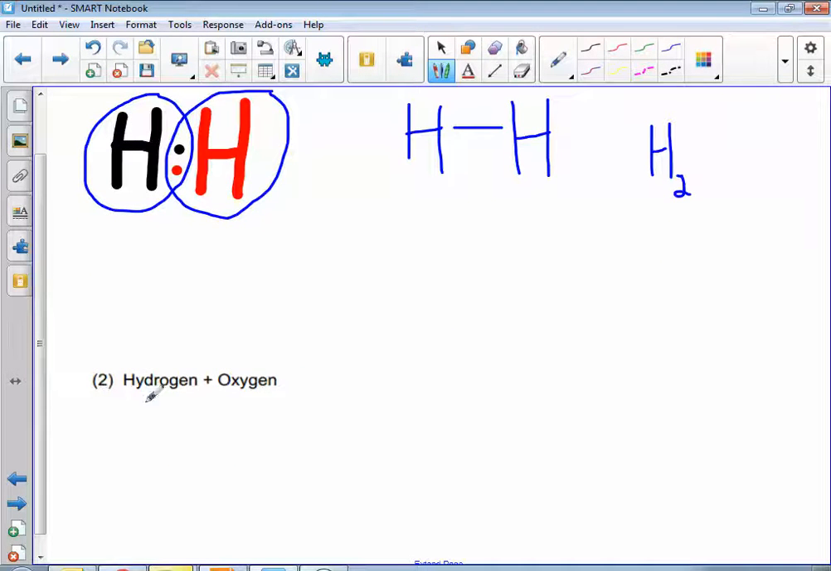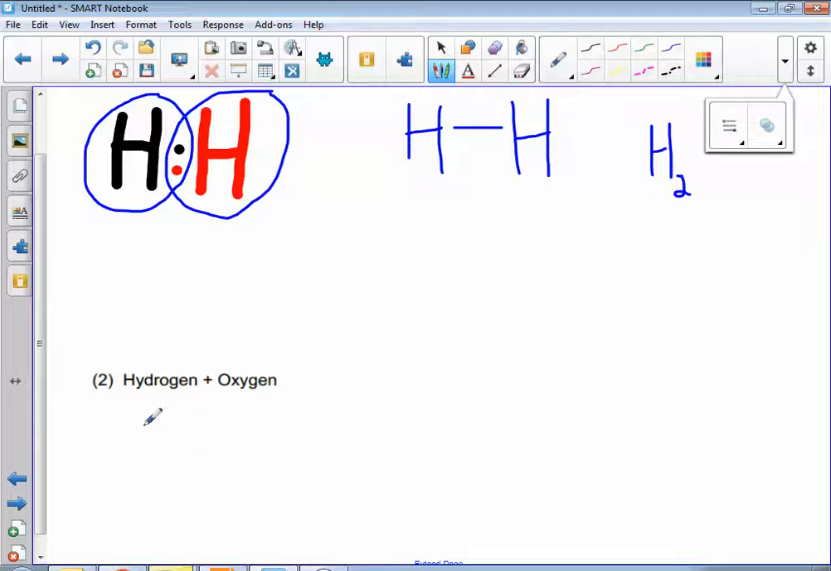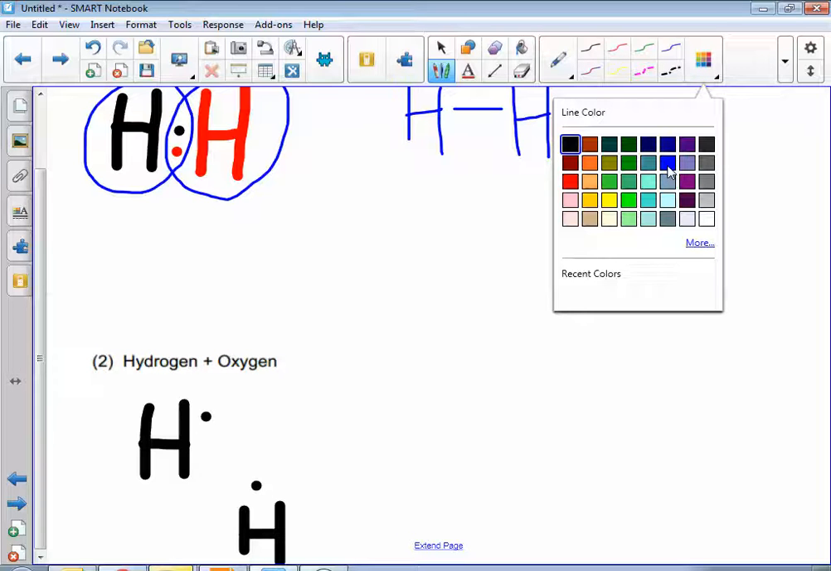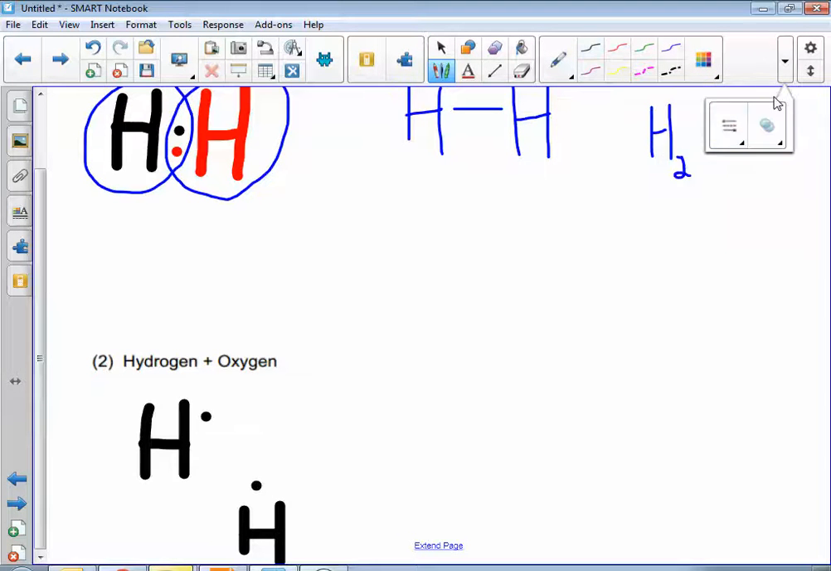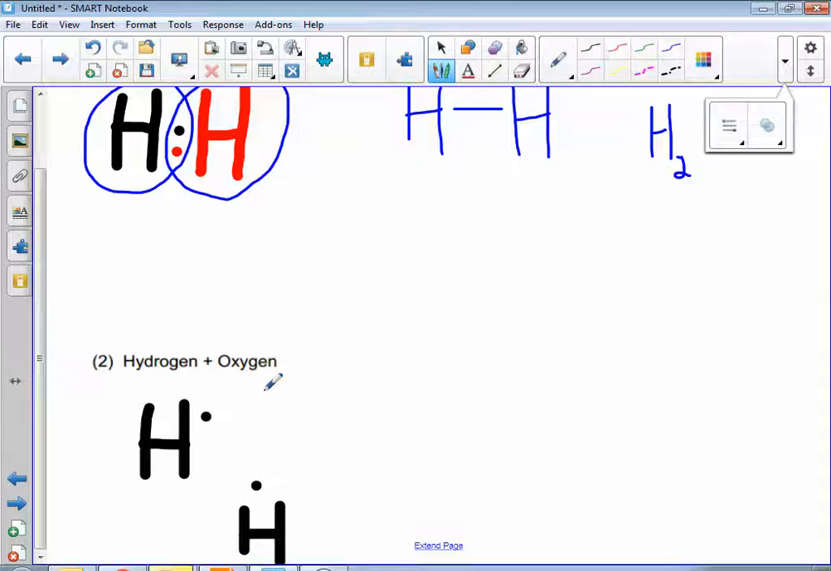The second one is hydrogen and oxygen. So we're going to turn my cursor here to black, and we're going to draw a hydrogen here. We're going to draw a hydrogen here. We have one electron from each of them, and then you have an oxygen. Now this is where it gets a little trickier. So we're going to draw an O.